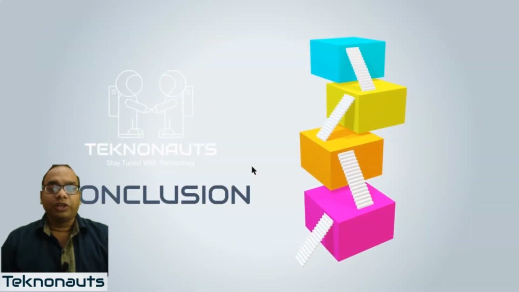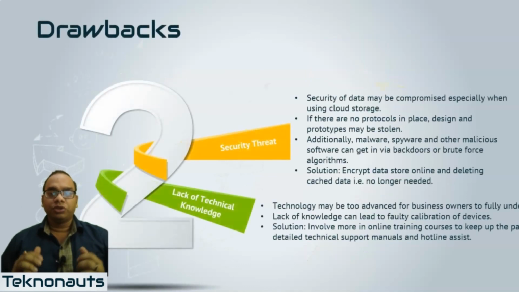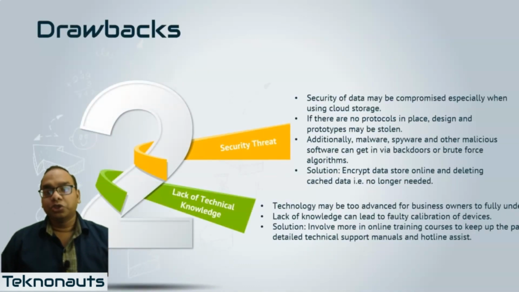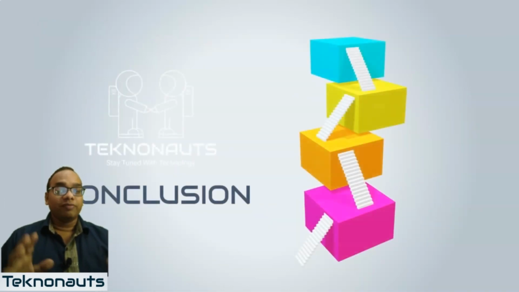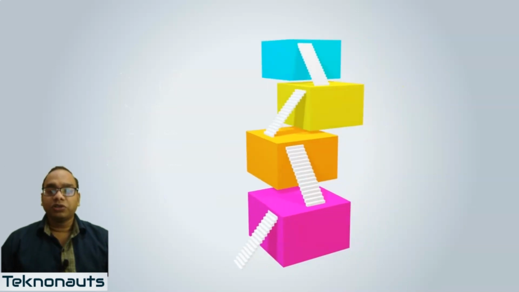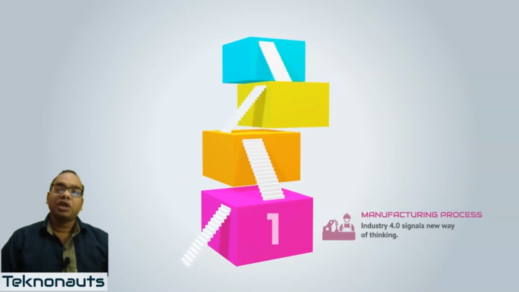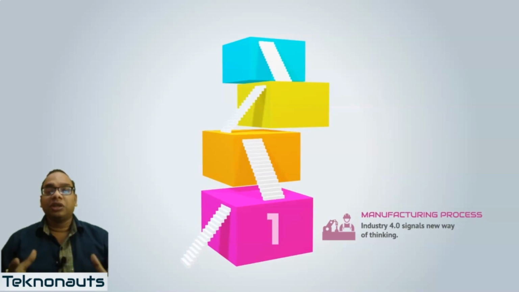With this, we come to the end of our presentation. After understanding the drawbacks, we will give you the conclusion. What are the conclusions Technonauts have to make about the 4.0 revolution? We have four major conclusions to make. One is the manufacturing process. Industry 4.0 signals a new way of thinking. So product designers, stakeholders, business owners, business analysts, and everyone has to redefine or rethink the business by leveraging those latest technologies.